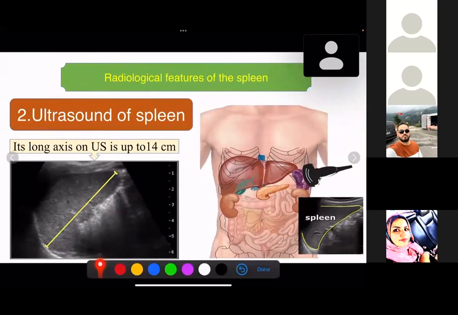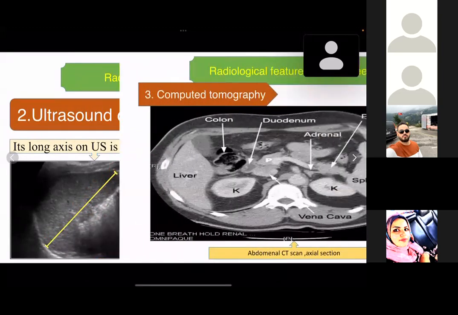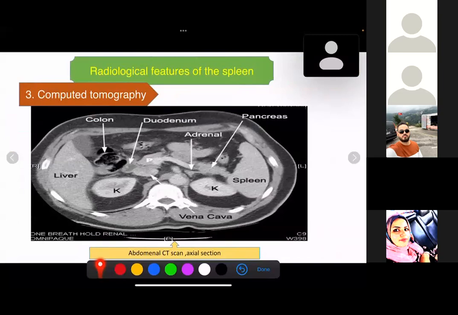Ultrasound of the spleen. As we know, the spleen has echogenicity less than the liver but more than the adjacent left kidney. Its longitudinal axis on ultrasound is usually up to 14 centimeters, measured at the level of the hilum. Regarding CT scan of the spleen, this is an axial abdominal CT scan with contrast showing the spleen and its relation to the tail of the pancreas.